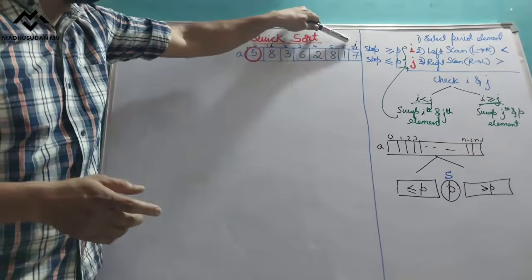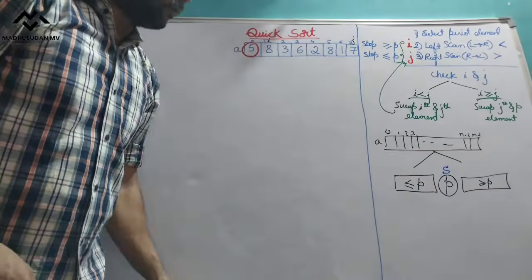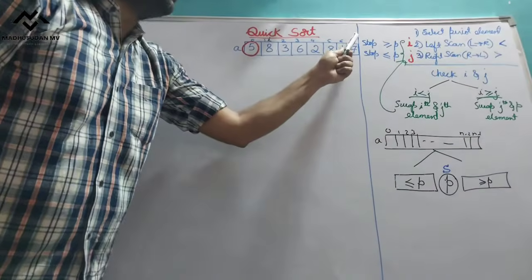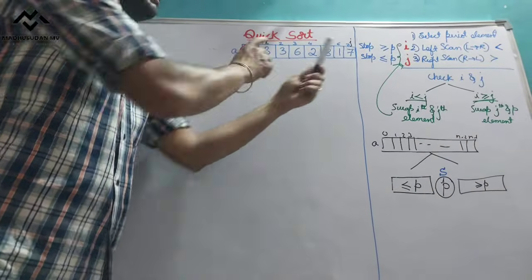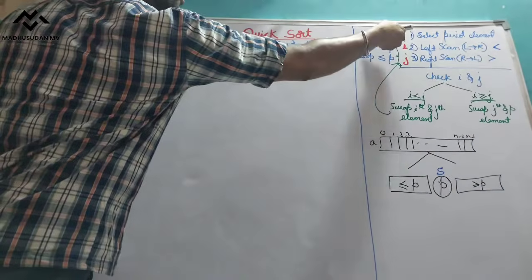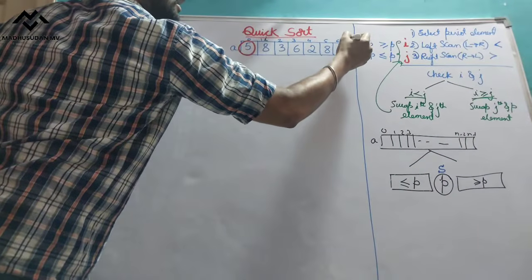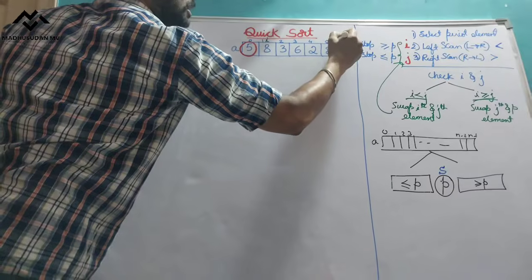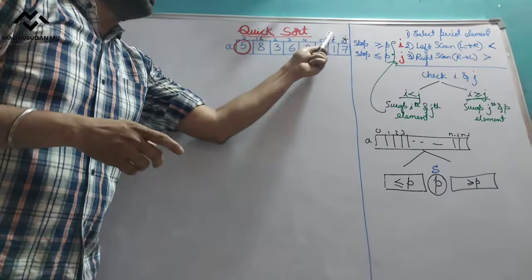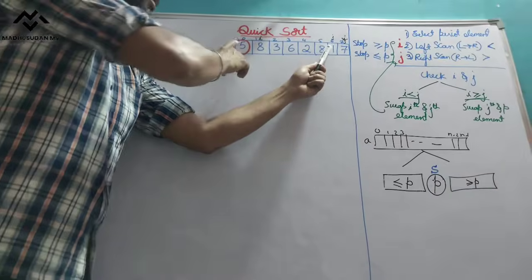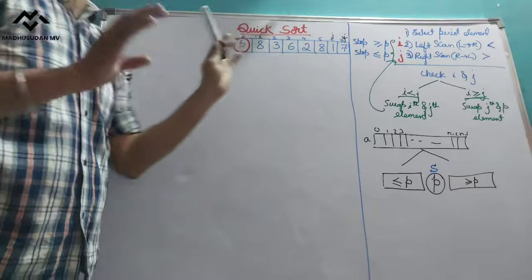Position 7. During the right scan, we are looking for greater elements. Now, is the jth element greater than the pivot element? Yes, it is greater than the pivot element, so we continue. That means we move from right to left, so we decrement j. j moves from 7 to this position. Now again we check: is the jth element greater than the pivot element? No. Since it is not greater, but lesser, we stop.